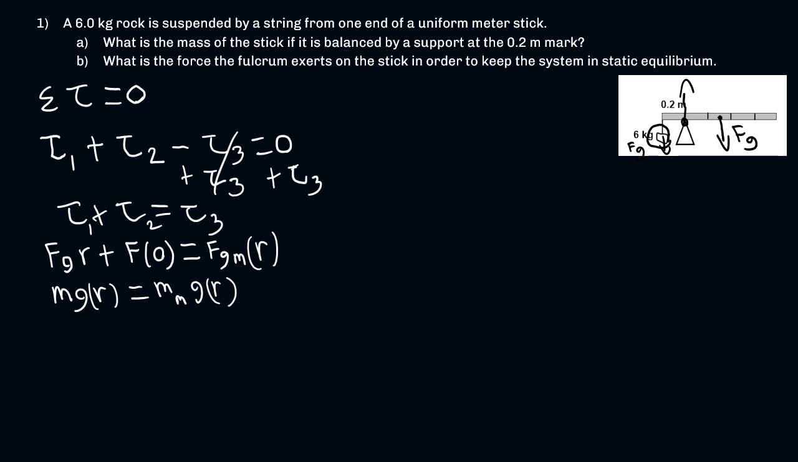So what we're looking for here is the mass of the stick if it is balanced at the 0.2 meter mark. So our axis of rotation again is the fulcrum there. How far is my rock away from that fulcrum? It tells me that is 0.2 meters. So I'm going to plug in 6 kilograms for the rock times g, which is the acceleration due to gravity, 9.8 meters per second squared, times the distance from the axis of rotation, which is going to be 0.2 meters.